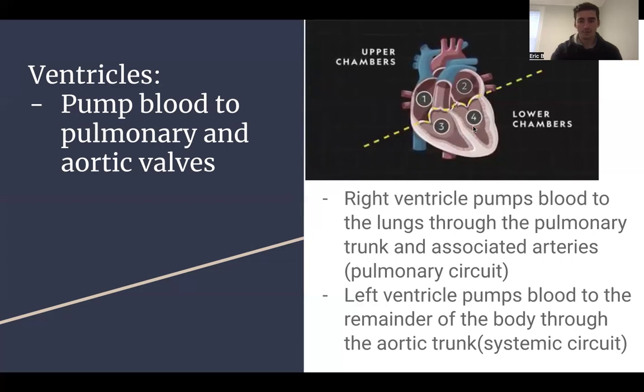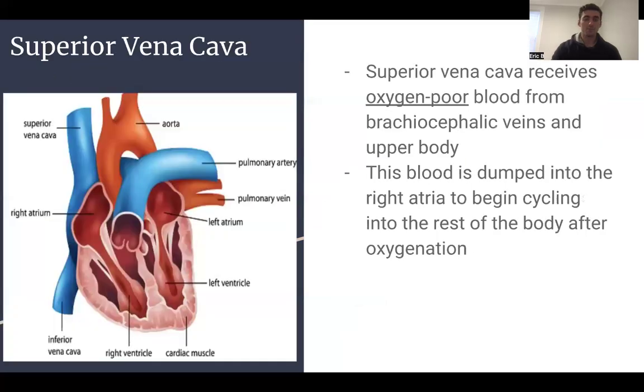And then with the left ventricle, we're receiving blood into the left atria. That blood is now going to flow into the left ventricle. And that blood is going to go right in here through what we call the aortic valve, right? That valve is going to open up and allow blood to flow into the aortic trunk. And then it's going to go into the rest of the body. That's what we call the systemic circuit.